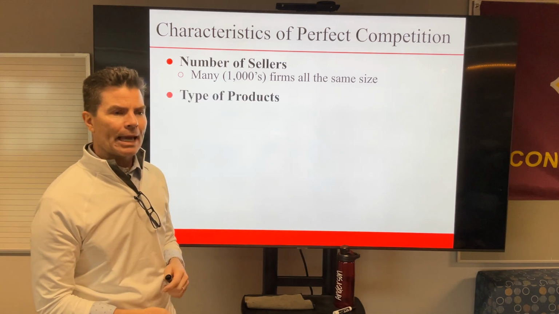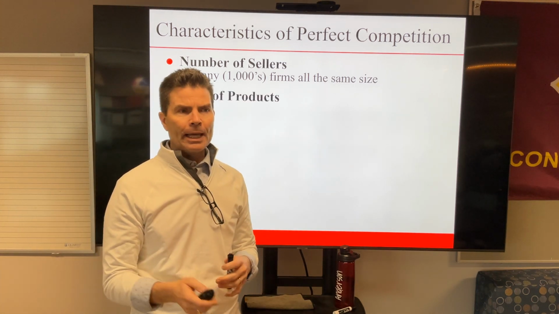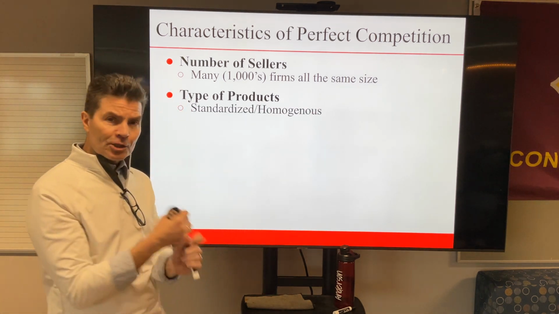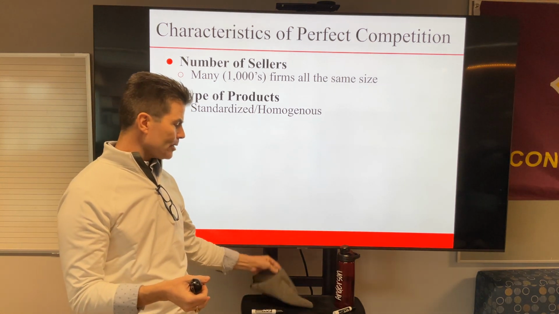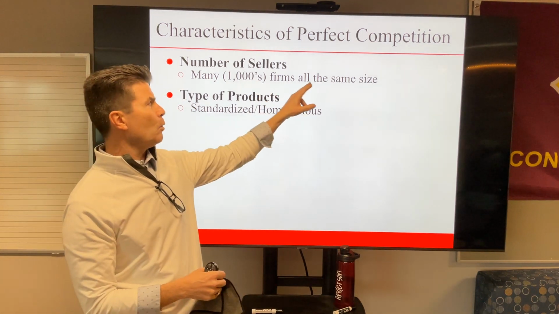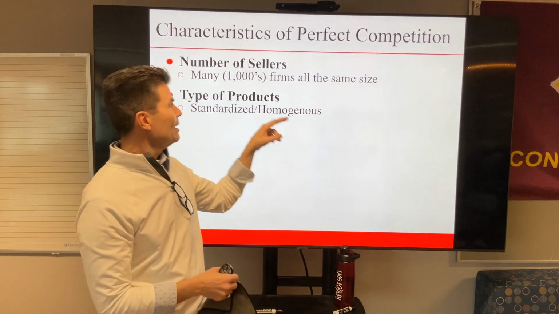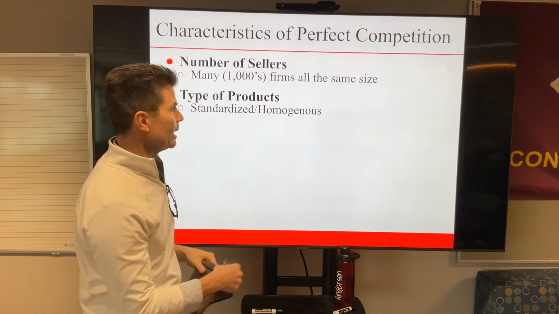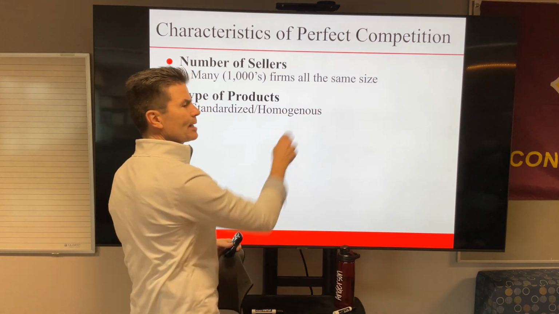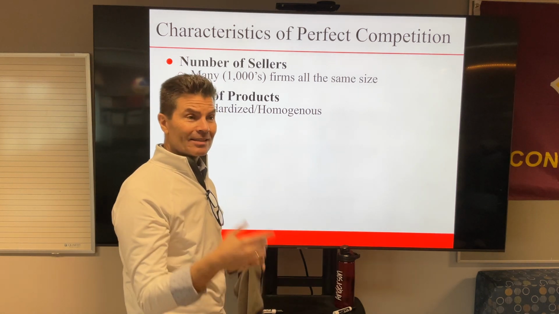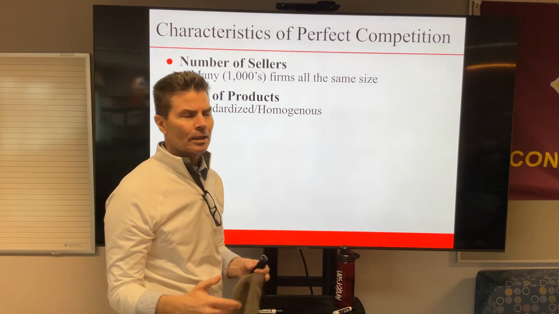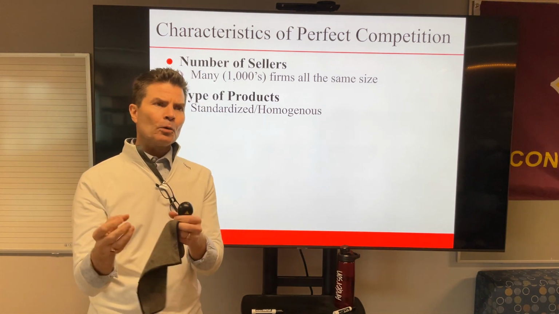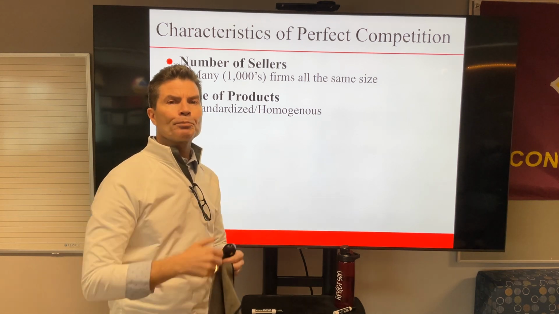All right, so the second thing that we have are the different types of products. And in perfect competition, we have one type of product, and it's called a standardized or homogeneous product. What standardized or homogeneous means is that every single one of these firms that are the same exact size sells the same exact product. So if something is homogeneous, it means that every single product that they sell is exactly the same. And that's another kind of giveaway for us that it really doesn't exist. We will look at examples later on that the agricultural industry in the U.S. is the closest thing that we can use to compare to perfect competition.